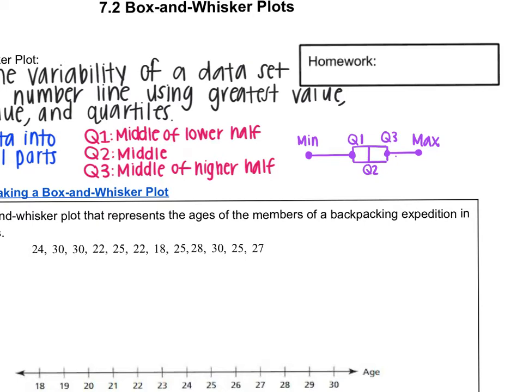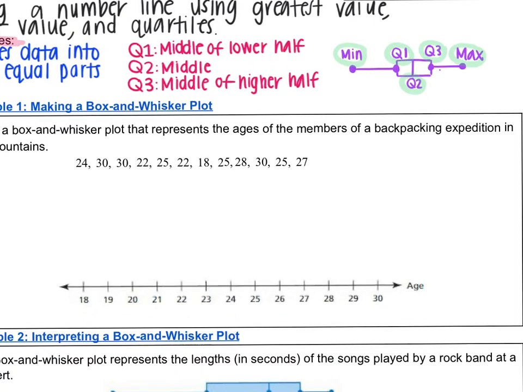In order to make this box and whisker plot, I need the minimum, the maximum, Q1, Q2, and Q3. That's what I need in order to do this. So the first thing we're going to do is find those. In order to find the minimum and the maximum, we're basically going to look at what is the lowest number and what is the highest number. But in order to find the quartiles, the different quartiles, I need to put our data in order and then find the middle. So let's go ahead and take a look at this.